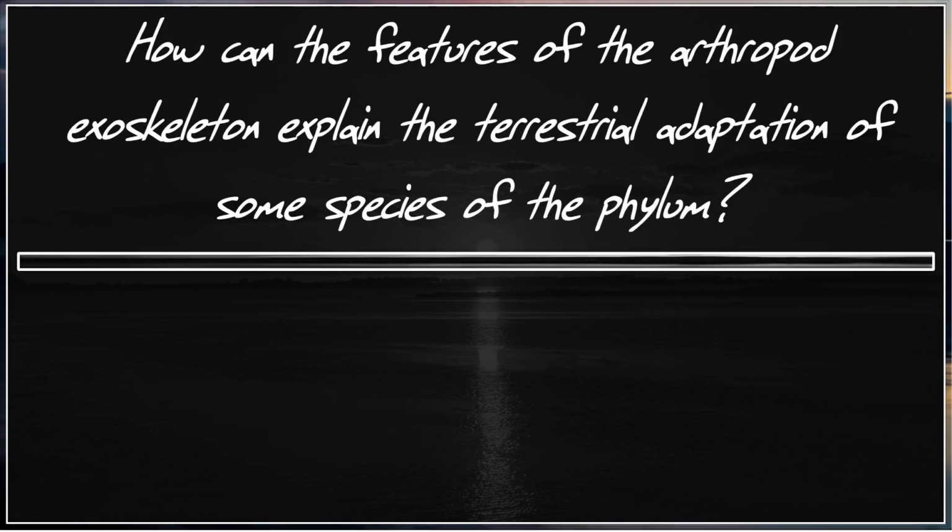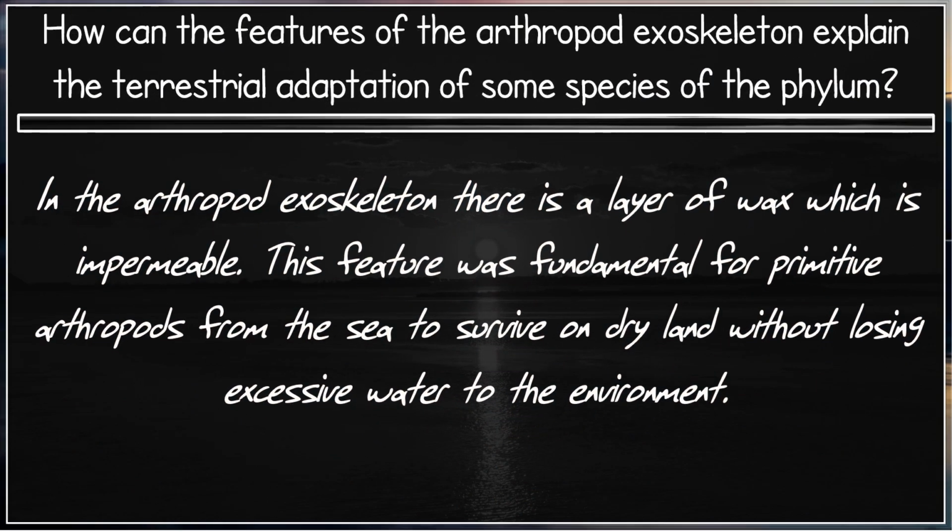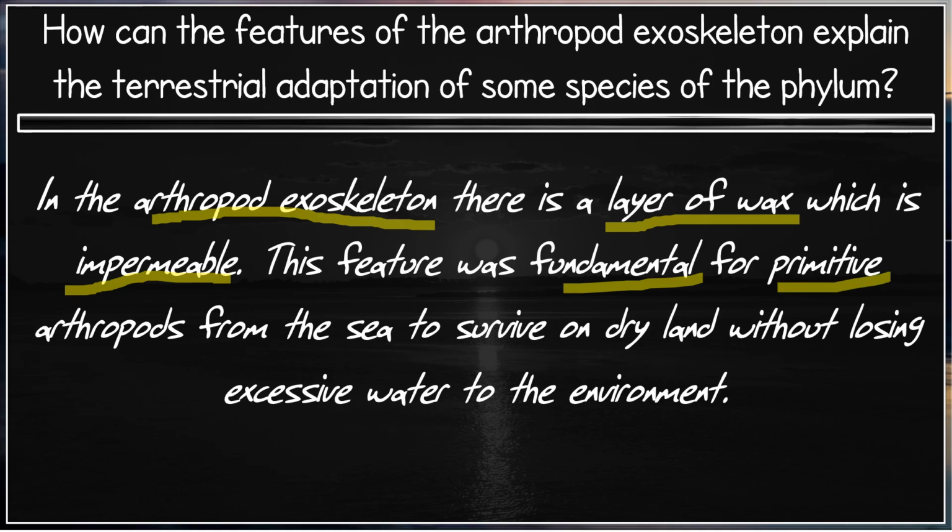How can features of arthropod exoskeleton explain the terrestrial adaptations of some species of the phylum? In the arthropod exoskeleton, there is a layer of wax which is impermeable. This feature was fundamental for primitive arthropods from the sea to survive on dry land without losing excessive water to the environment.